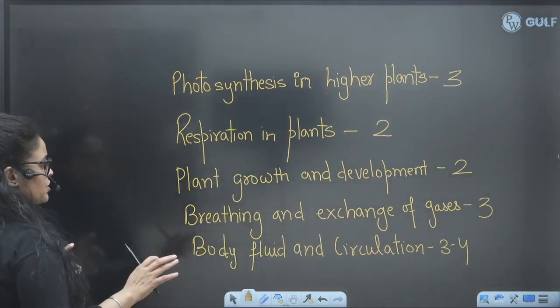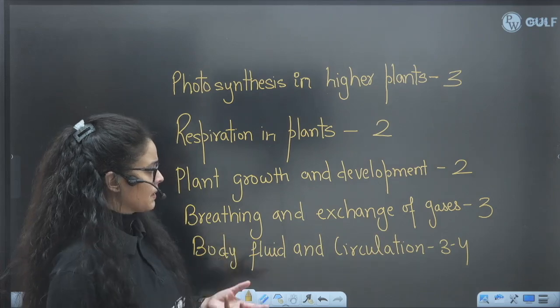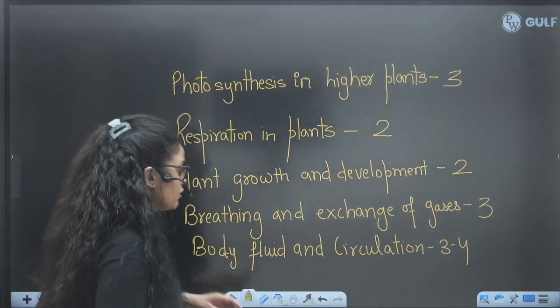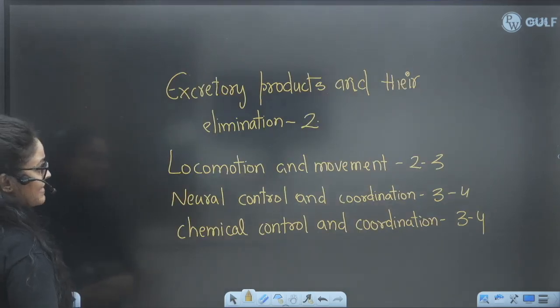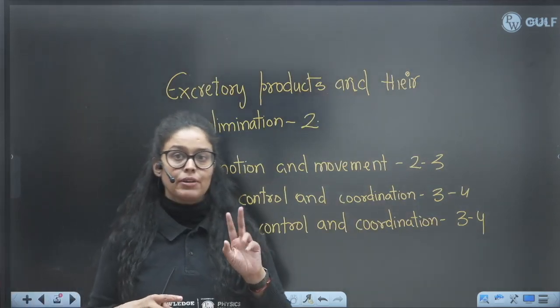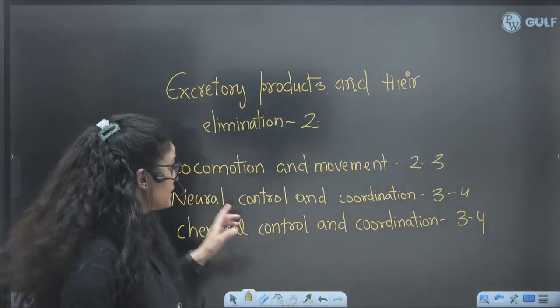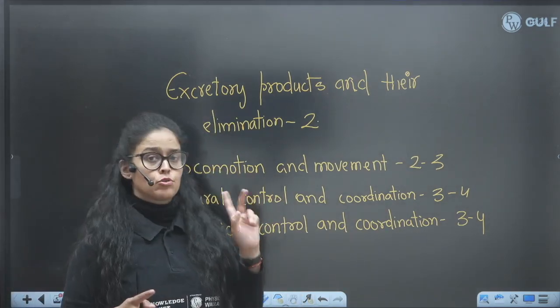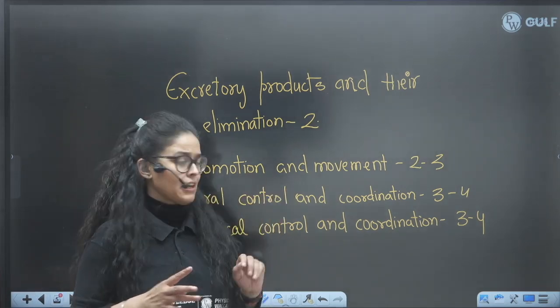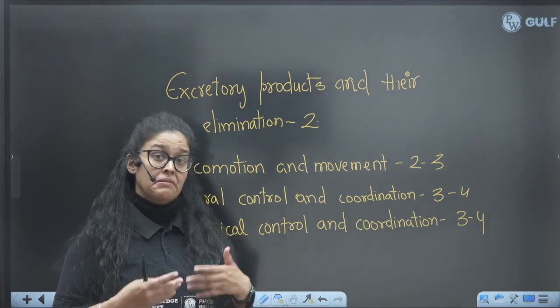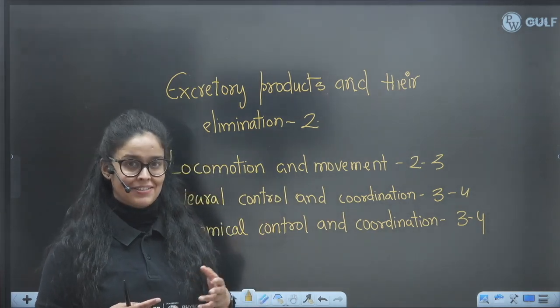Body fluid and circulation, very important. They ask questions from the blood and from the ECG and all, so 3 to 4 questions. Next, excretory products and their elimination, you expect 2 questions, and disorders are super important in human physiology. Locomotion and movement, 2 to 3. They generally ask application-based questions or the mechanism of muscle contraction. They ask questions from the joints, right?